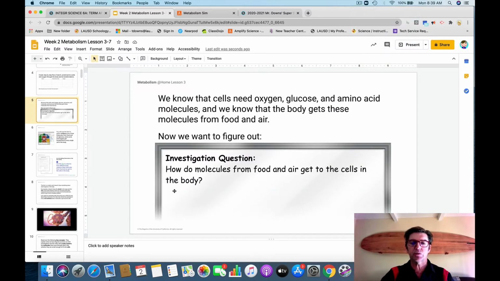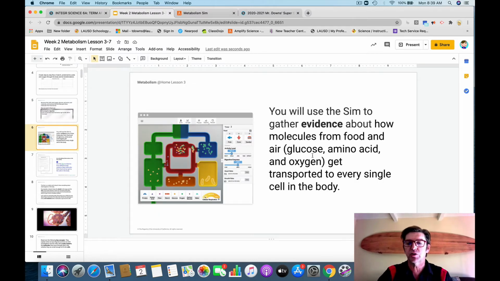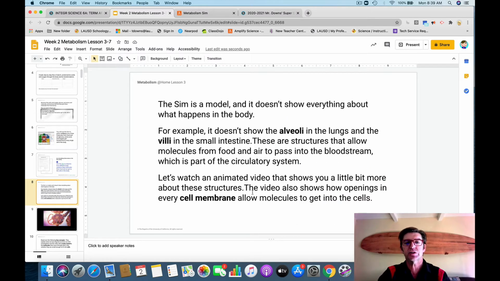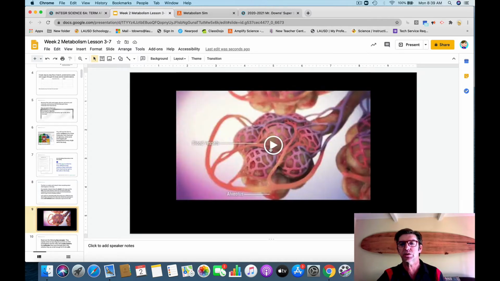With that investigation, we should have a better idea of how molecules from food and air get into the cells of the human body. We'll see that glucose, amino acids, oxygen, they get transported to every single cell in the body. And now the sim in the model, it doesn't show everything that happens in the body. The alveoli in the lungs and the villi in the small intestine are structures that allow molecules from food and air to pass into the bloodstream, which is part of the circulatory system. So let's check that video out. Let's go to present.